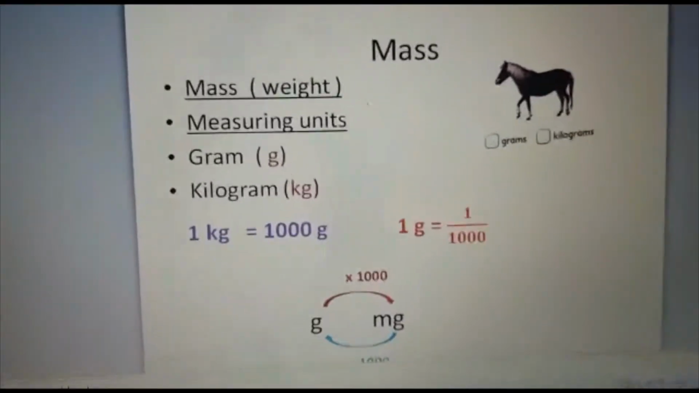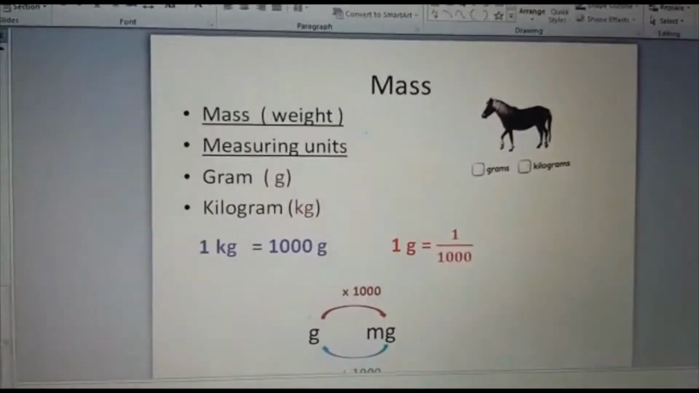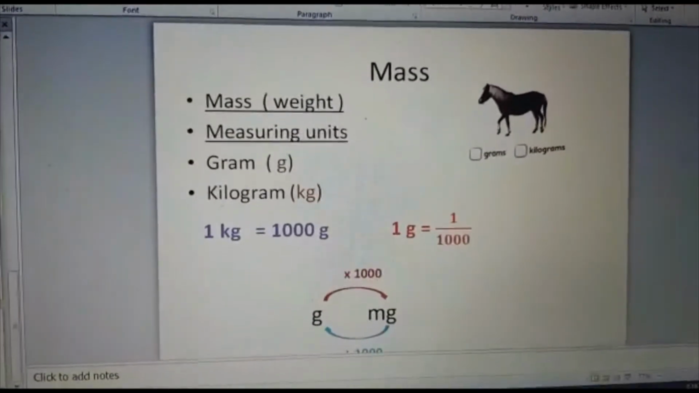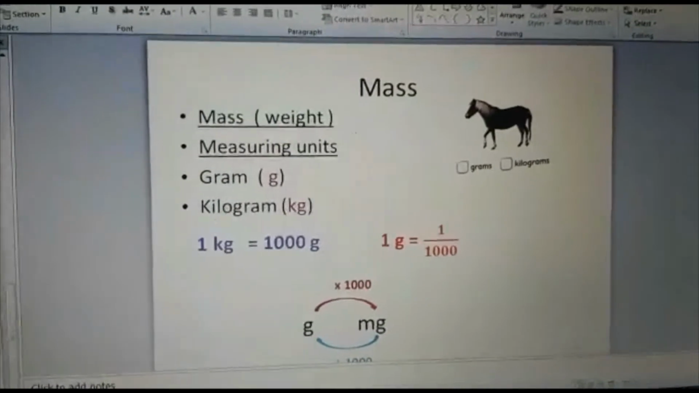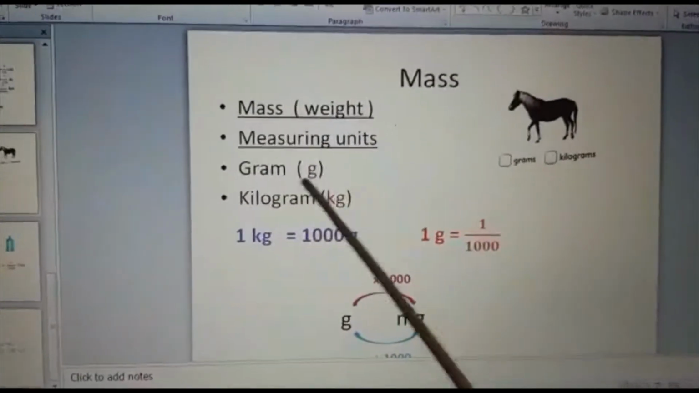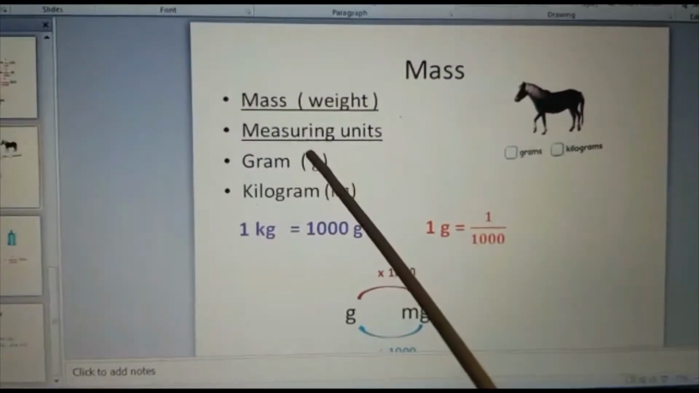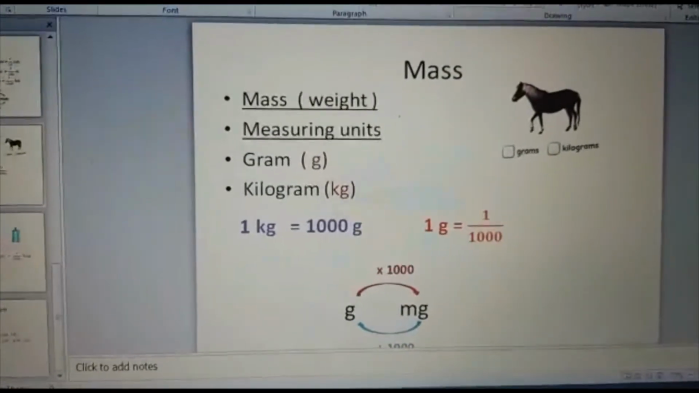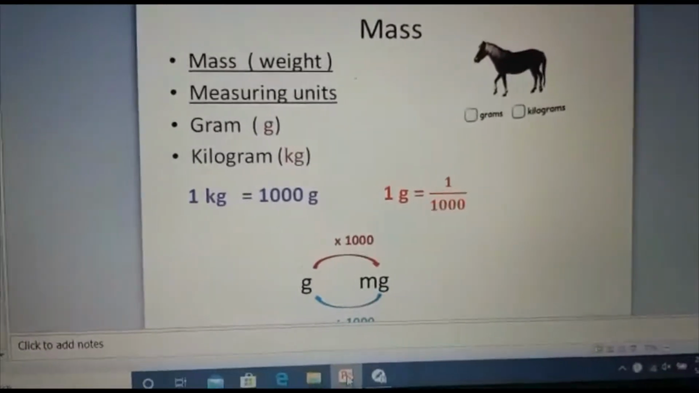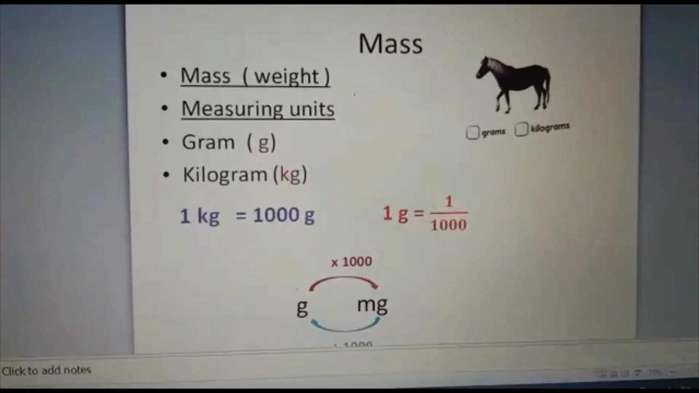In the case of length, we studied 4 measuring units, okay? They are millimeter, centimeter, kilometer, meter. But for mass, you are studying only 2 units, that is gram and kilogram, okay? Gram is denoted by g and kilogram is denoted by kg. Gram is a small unit and kilogram is a bigger unit. You are not studying milligram, nothing like that. You are studying only gram and kilogram this year, okay?